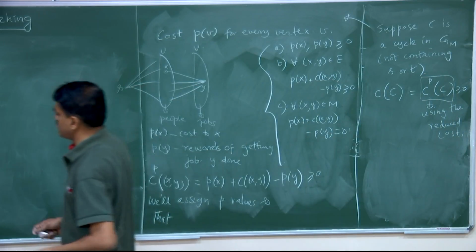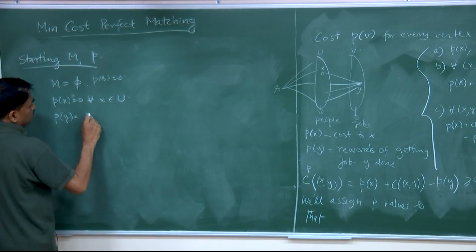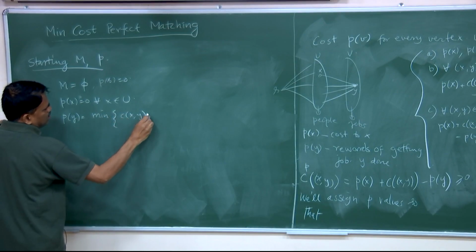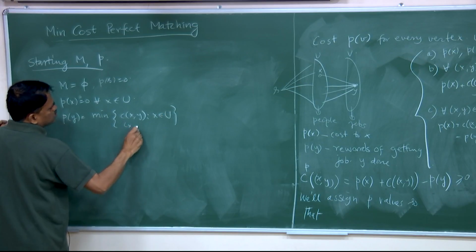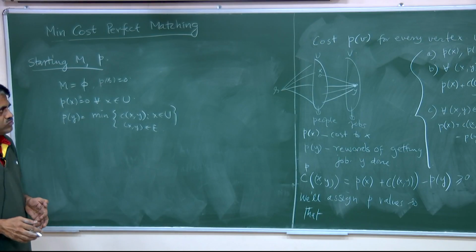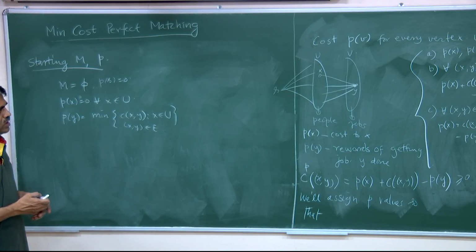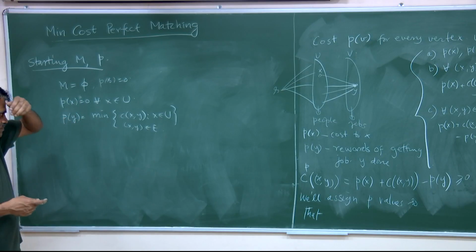I could also do the following. I pick the min of c xy. But if the c xy's are all greater than or equal to 0, then I could also assume it's 0. So 0 would also work. So this is how I start. So my P and M satisfy those conditions.